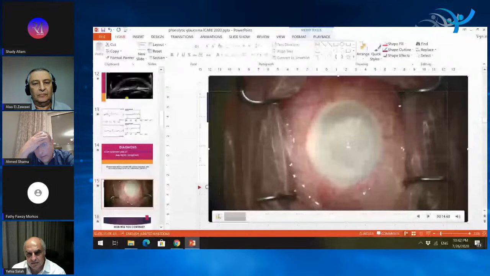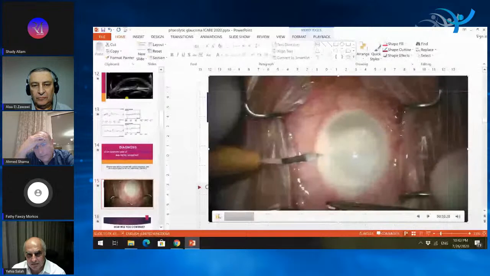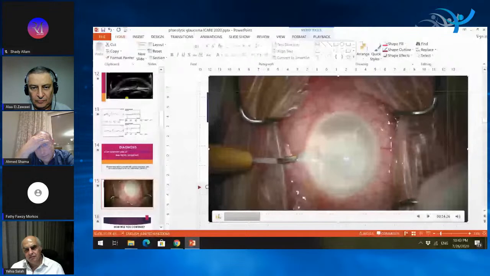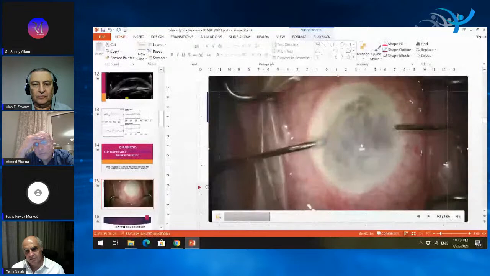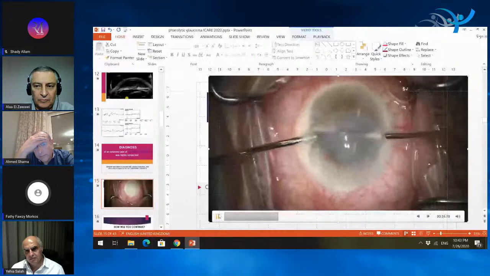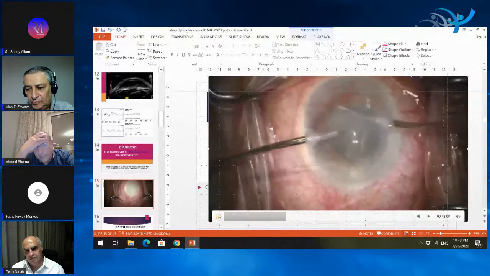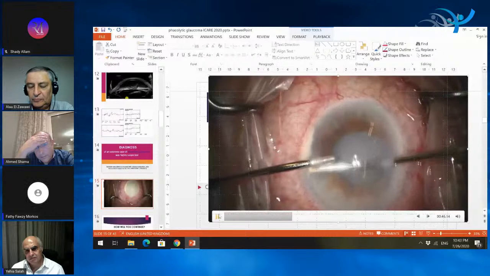When I went inside the eye, the first point to prove is to see that the cornea was actually clear. So you see now I'm seeing traces of the iris. By starting washing this cheesy material, now the cornea is proved to be clear. Now I'm clearing this cheesy material that looked like a hypopyon in the clinical examination.